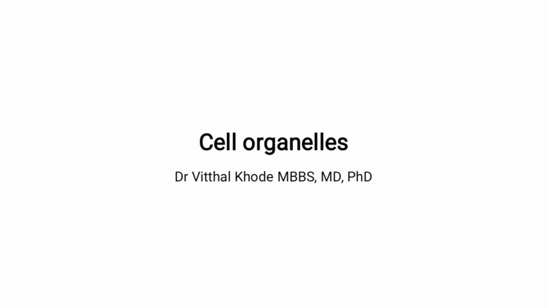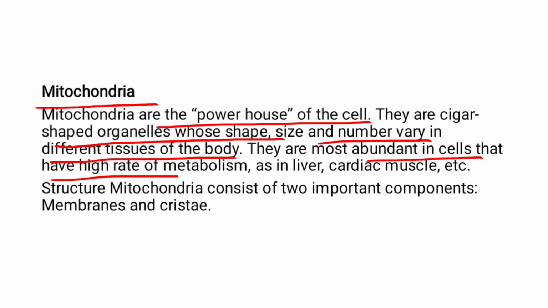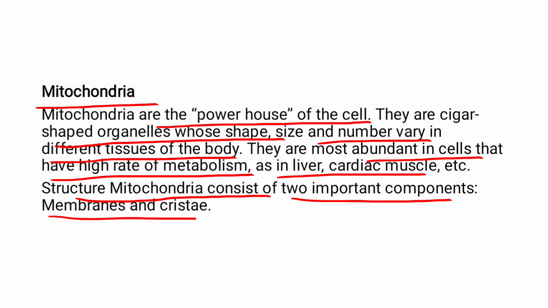Hello everyone. In this class, we'll learn about cell organelles. Mitochondria. Mitochondria are the powerhouse of the cell. They are cigar-shaped organelles whose shape, size, and number vary in different tissues of the body. They are most abundant in cells that have a high rate of metabolism, as we see in the case of liver, cardiac muscle, etc. The structure of mitochondria consists of two important components, that is membranes and cristae.